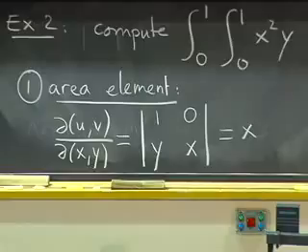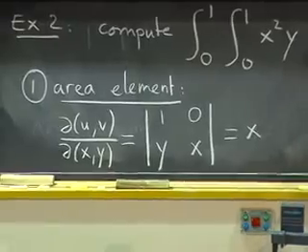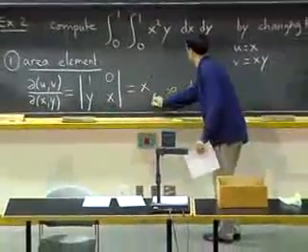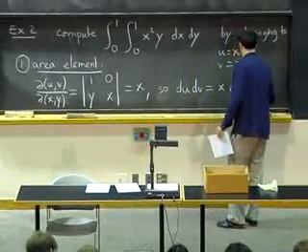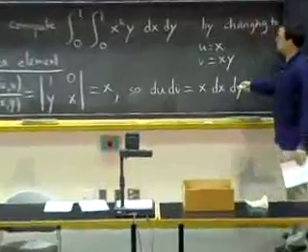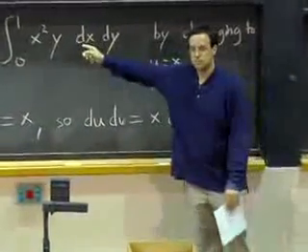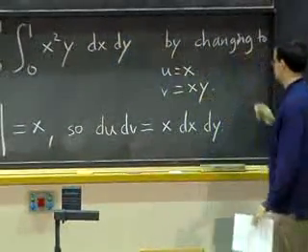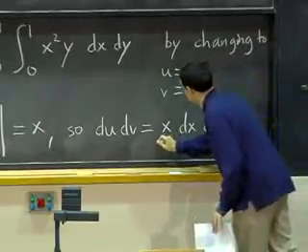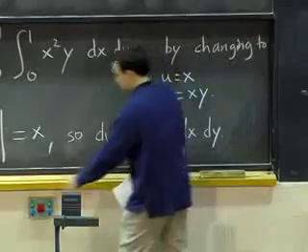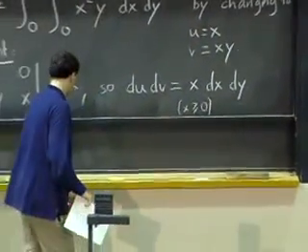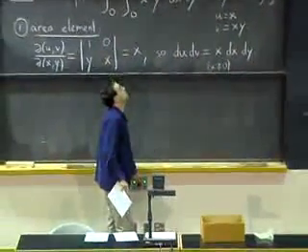So that means that du dv is x dx dy. Well, it would be absolute value of x, but x is positive in our region. So at least we don't have to worry about that.